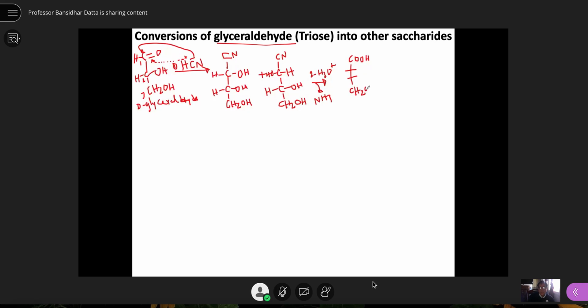This line drawing is called the Fischer projection formula. We'll come back later to the names, all right? So now we have carbon number 1, 2, 3, and 4. Carbon number 3 remains the same. It was 2 before, now it's become 3, with OH and H. So this molecule is converted to this, and the next molecule will be converted in exactly the same way.